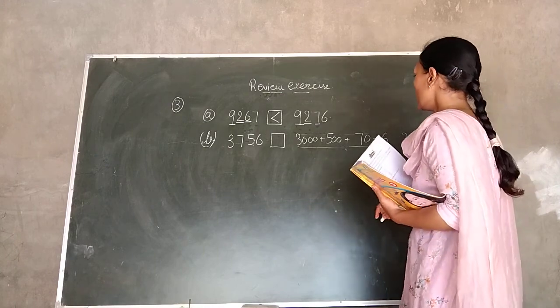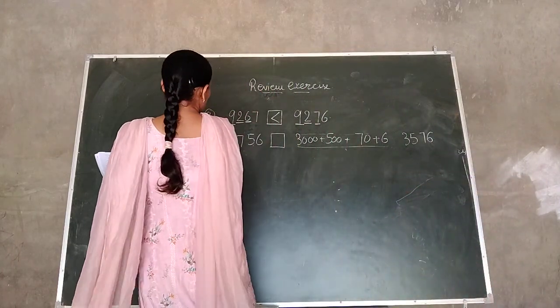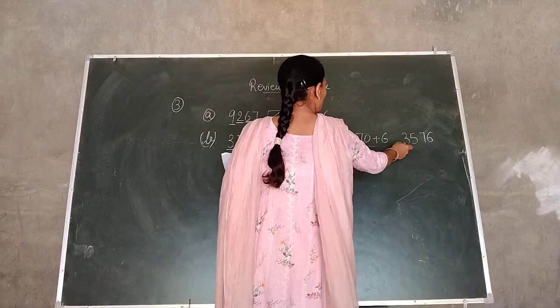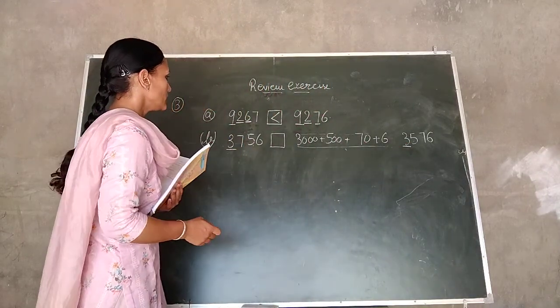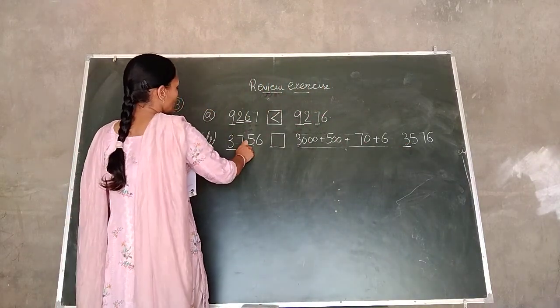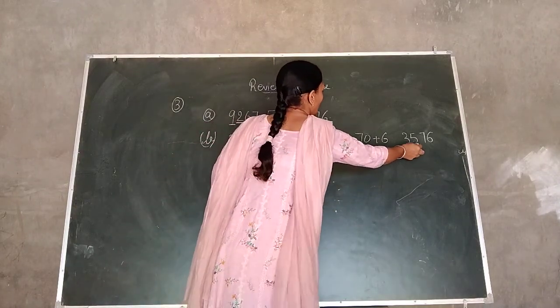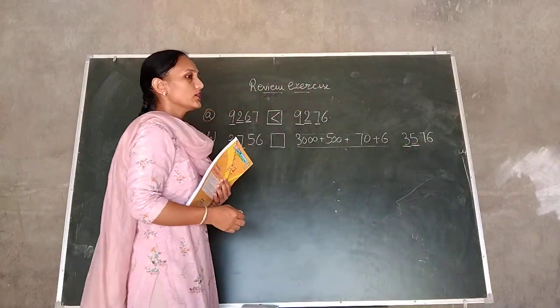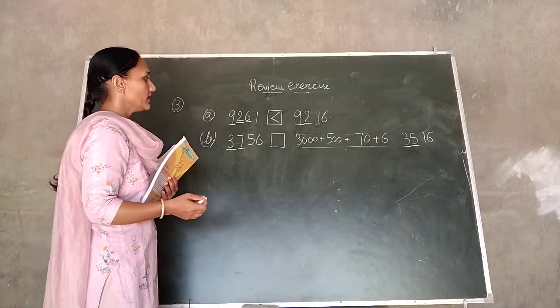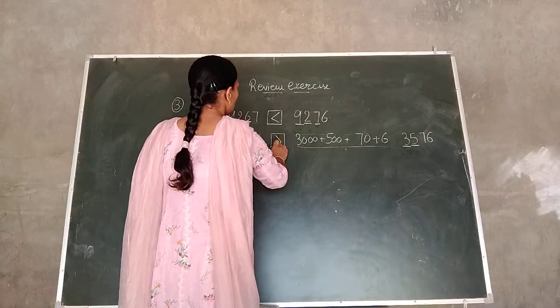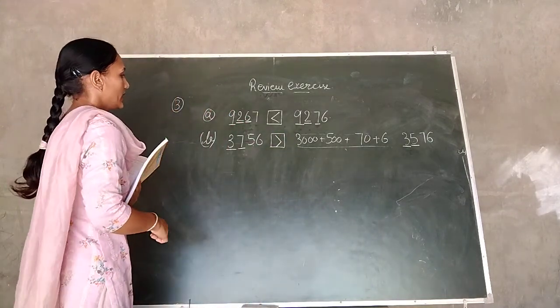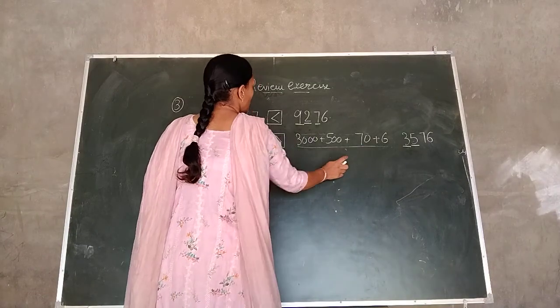So next we will compare the digits in thousand place. 3, both are same. Next we will compare the digit in hundred place. Here it is 7 and in this number it is 5. So 7 is greater than 5. Then what it means, this number is greater than this number.